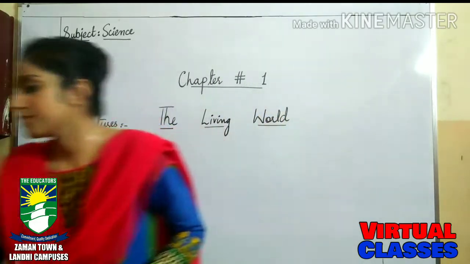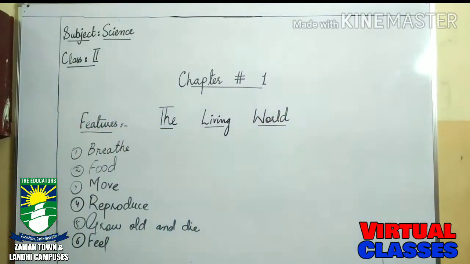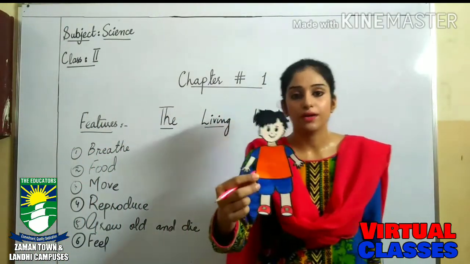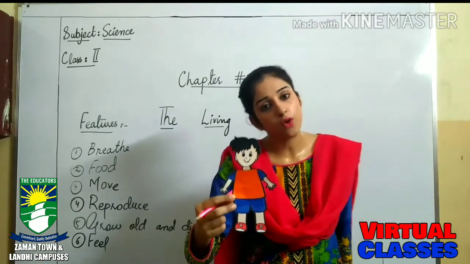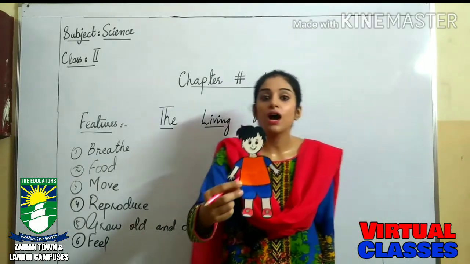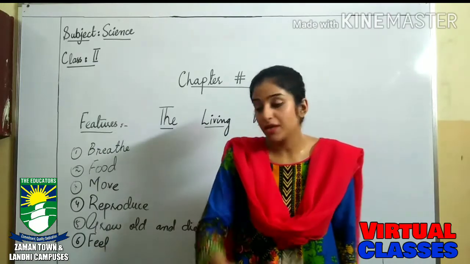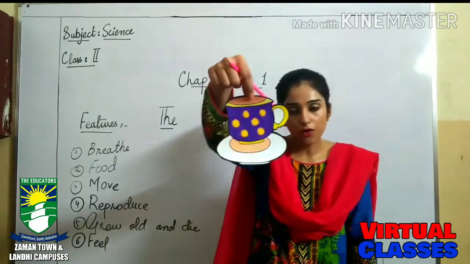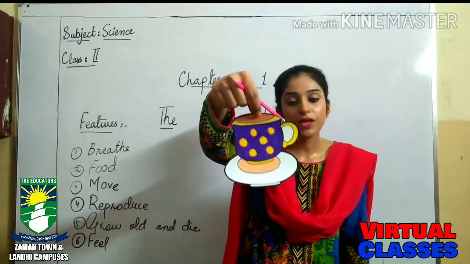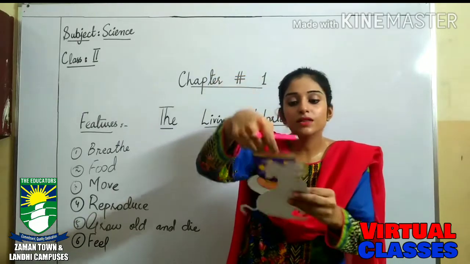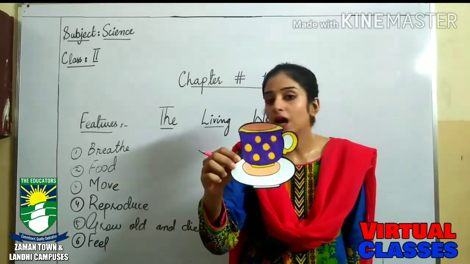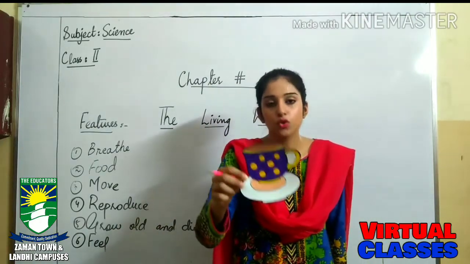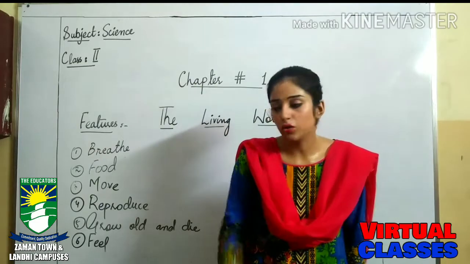Let me grab them. Okay, first of all, tell me, this is a picture of a boy. So is a boy a living thing or a non-living thing? A boy is a living thing. Very good. It means you have understood the topic very well. Now, the next one. This is a picture of a cup with a saucer. So is a cup a living thing or a non-living thing? A cup is a non-living thing because it does not show the features of living things, right? So it is a non-living thing. Very good.